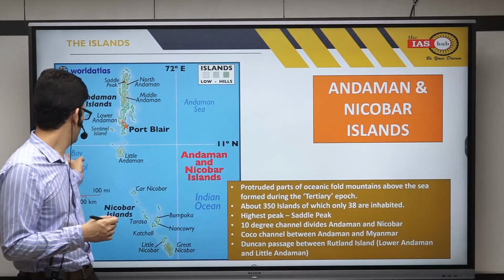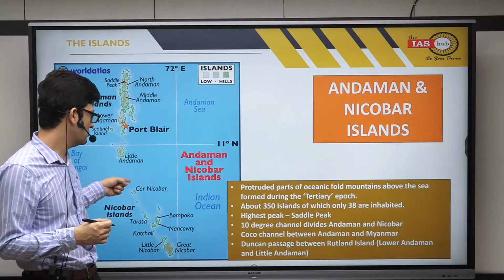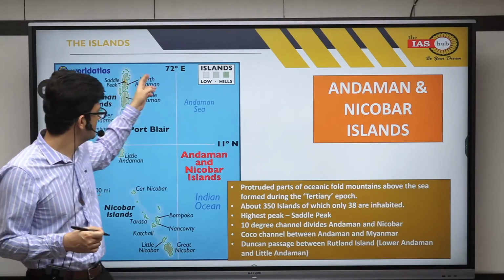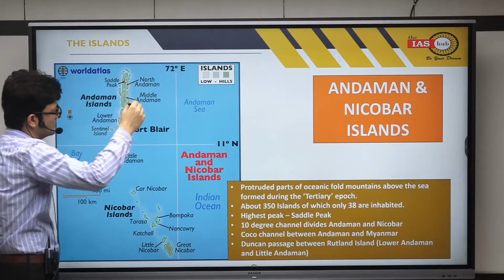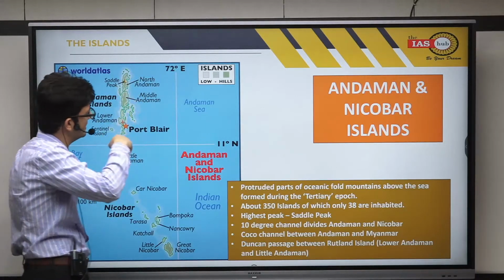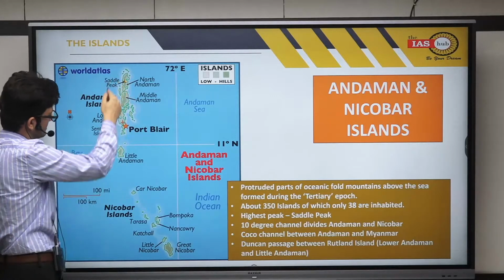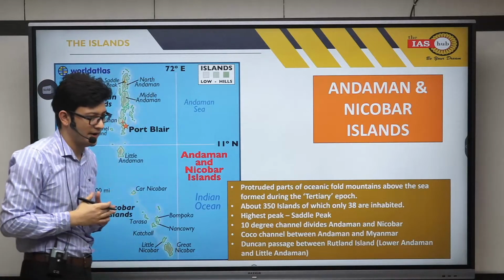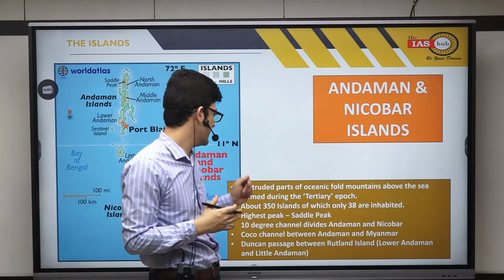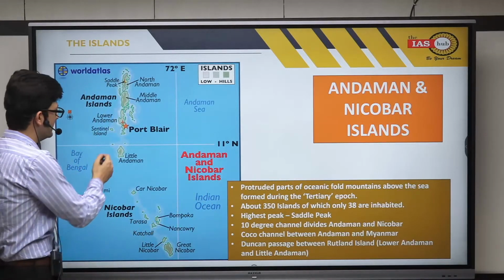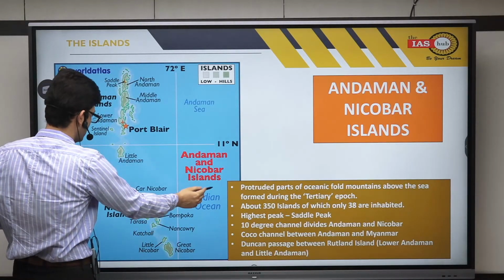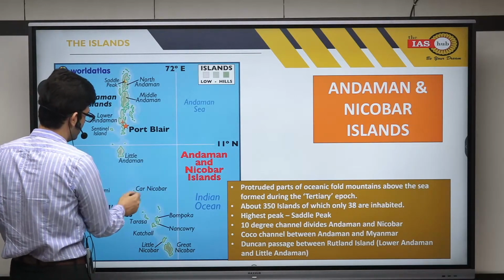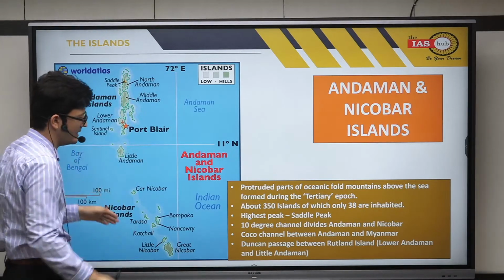One of the major channels, which is closer to the Andaman region, is the Coco Channel. The Coco Channel is on the northern side. It creates a division between Myanmar and India. This Andaman and Nicobar is a part of India, and on the northern side you will find the Coco Channel, which creates a divide between Myanmar and India. We have the 10-degree channel, 11 degrees you can find here, 10 degrees below it. Then you'll find the 10-degree channel which divides Little Andaman from Car Nicobar. So Andaman and Nicobar are divided by the 10-degree channel.